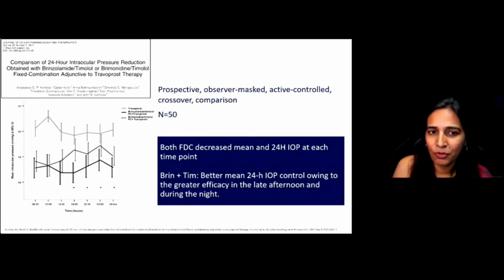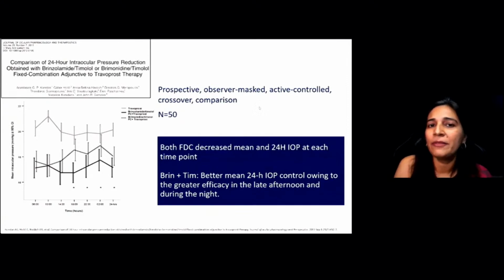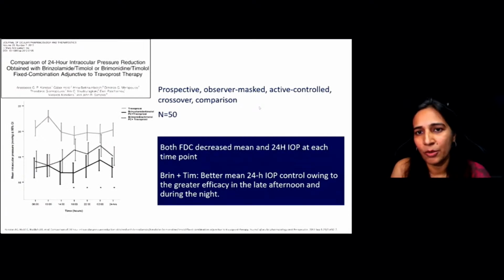So it only goes to show that when we do shift patients, we do expect change, and so many of them do become more comfortable with the brinzolamide timolol combination. Both brimonidine and brinzolamide plus timolol decrease the mean and 24-hour IOP at each time. Brinzolamide and timolol, understandably, has better mean 24-hour control owing to greater efficacy in the late afternoon and during the night. That's again something that we've known about the molecules initially.